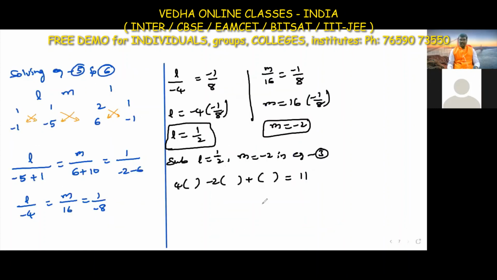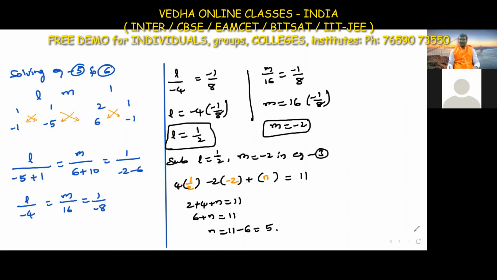Now what is the L value? Write the L value here. L is 1 by 2 and M is minus 2, and N is N only. So we are going to find the value of N. 4 times 1 by 2 is 2, and minus 2 times minus 2 is plus 4, plus N is equal to 11. So 6 plus N is equal to 11, and N is equal to 11 minus 6, that is 5.